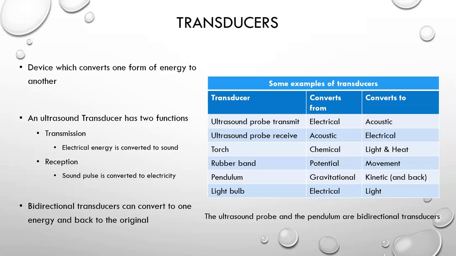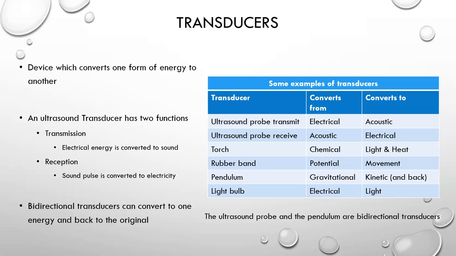So an ultrasound transducer is a specific type of transducer, and it has two functions, so it's what we call a bidirectional transducer. It can convert electrical energy into sound, and in the other direction it can convert sound energy into electricity. So that means it's bidirectional. Ultrasound probes are bidirectional, and you could also think of a pendulum as something that's bidirectional because it turns gravitational or potential energy into kinetic energy and back.